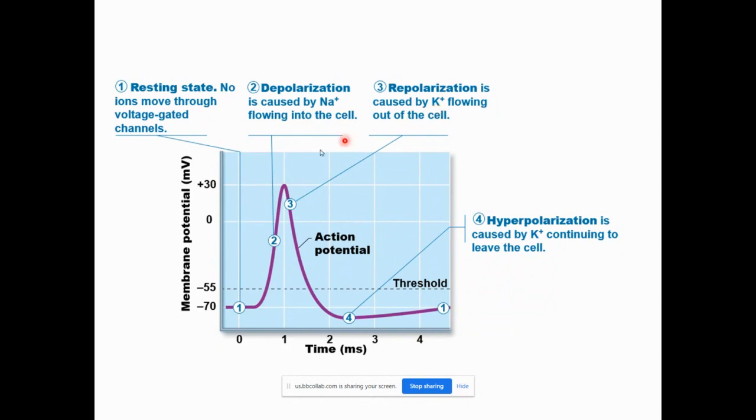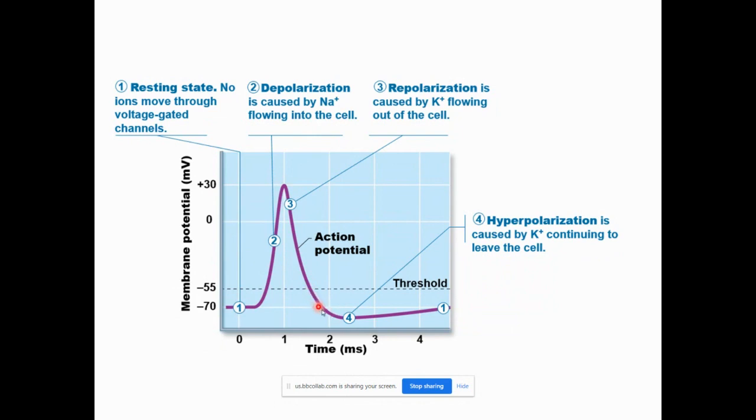Split second later, potassium gates open. They're a little bit slow to respond. Remember, potassium ions are inside the cell, so they start rushing out of the cell. And since positives are now leaving the cell, we go all the way back to negative again. So here's the resting membrane potential. Sodium channels open, you get depolarization. Potassium channels open, you get repolarization.